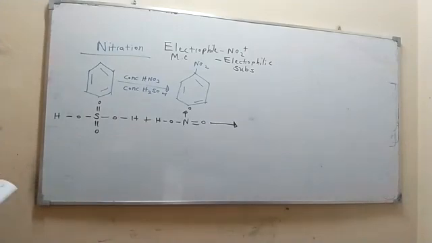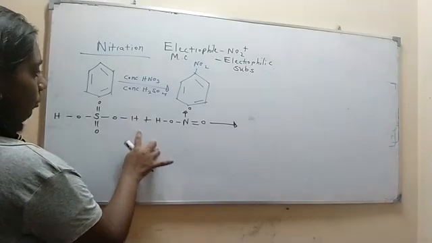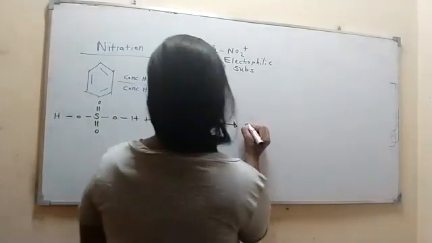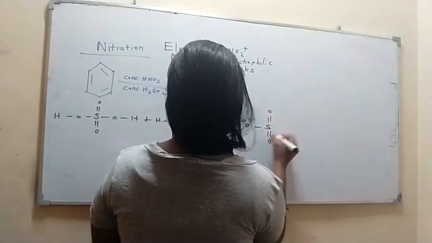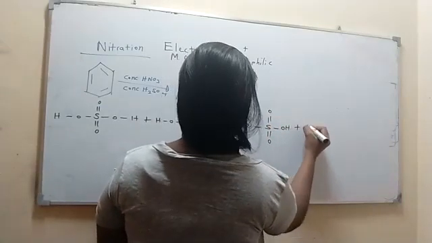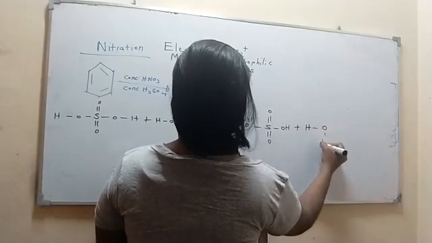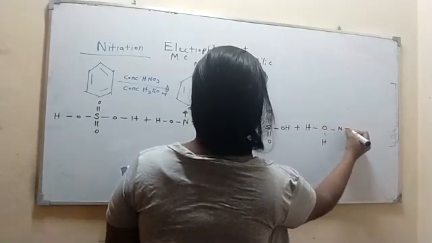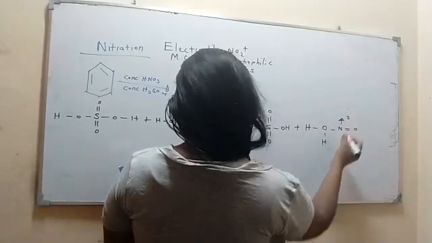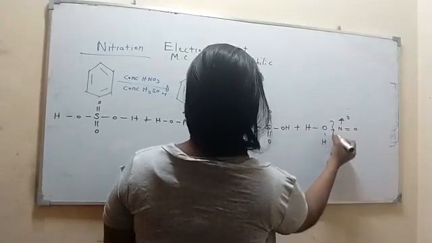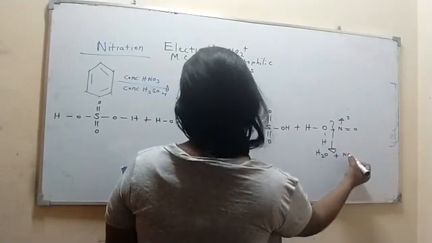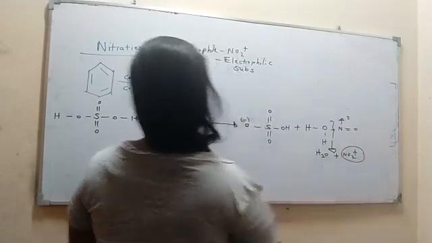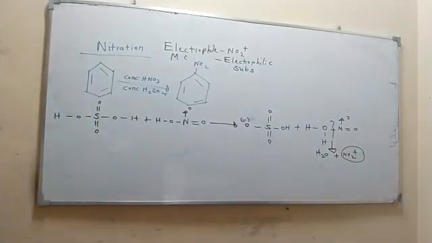Then this hydrogen will come and combine with this oxygen. Then we will get O minus, S double bond, OH, plus H2O, N double bond oxygen. Then this will break and it will give us a water molecule plus NO2 plus. Here the NO2 plus electrophile is formed.